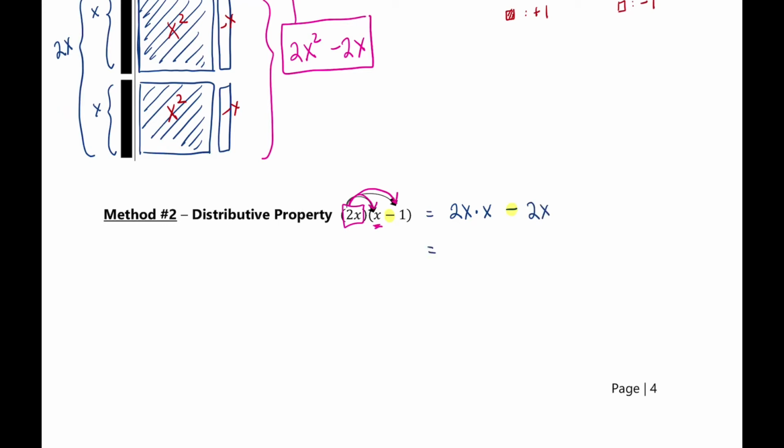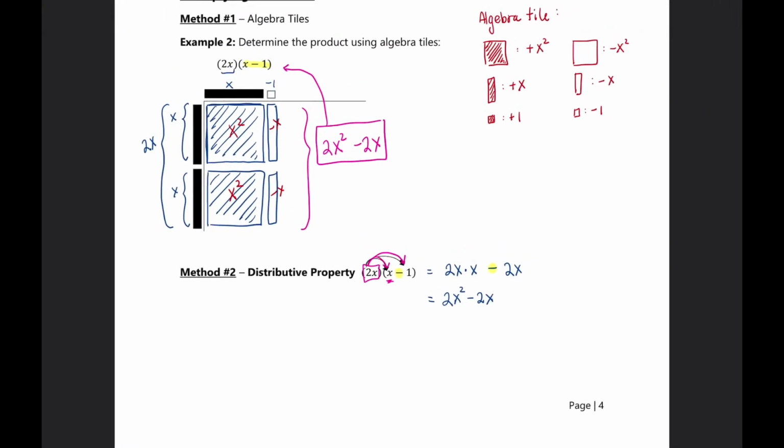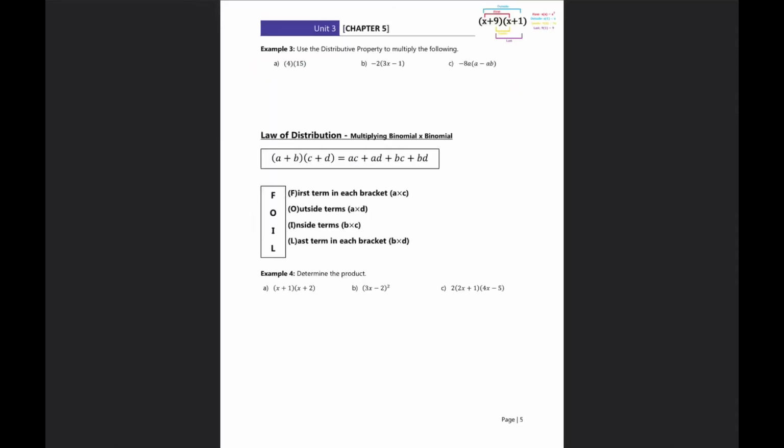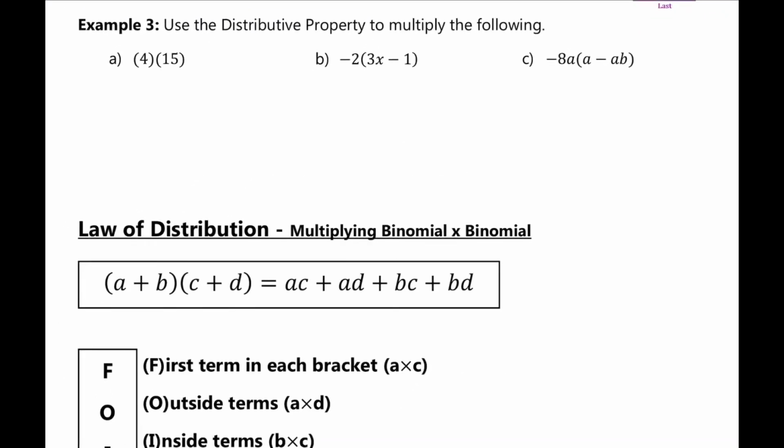Let's combine the x's together. So 2x squared minus 2x. So you can see that that is what we got from example 2 using method number 1. Moving on to the next page. Example 3. Use a distributive property to multiply the following. Part A.